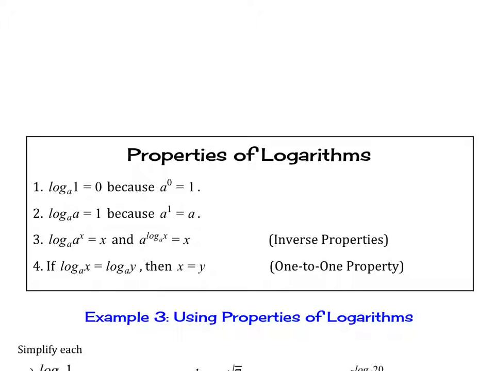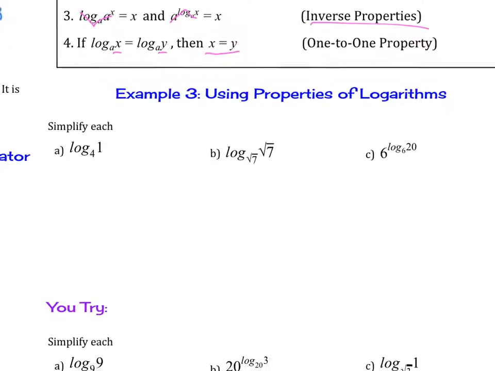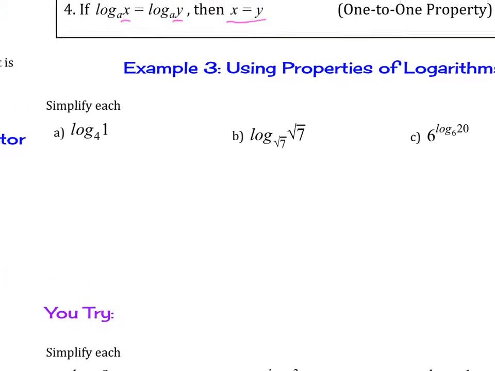So just think about how this kind of cancels out. It's called the inverse properties, so that's just one way to think about it. If log base a of x equals log base a of y, then x equals y. This is our one-to-one property, similar to our exponential one-to-one property. So let's use these properties of logs to simplify each of these.